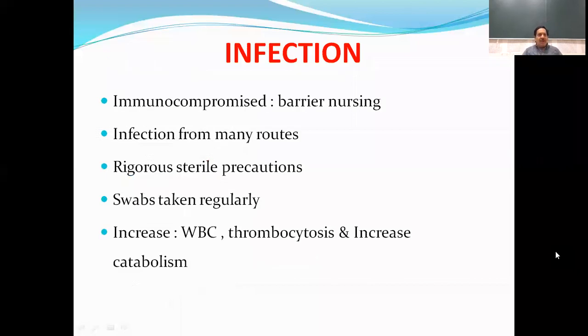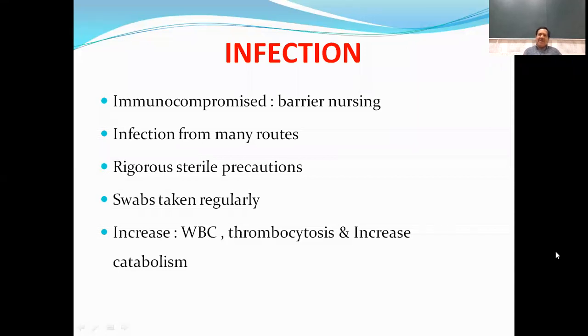Infection. Now, how is a burns patient susceptible to infection? The first and foremost is they are immunocompromised. We have already seen that in large burns, immunity is compromised. Second, the skin barrier is lost. So there is a large portal of entry for opportunistic pathogenic microbes, bacteria, and fungi, because there is no defense.